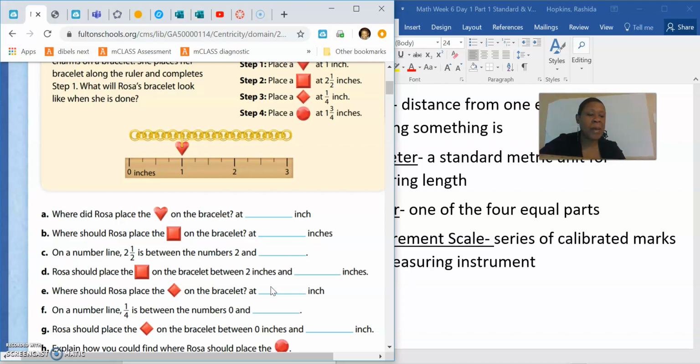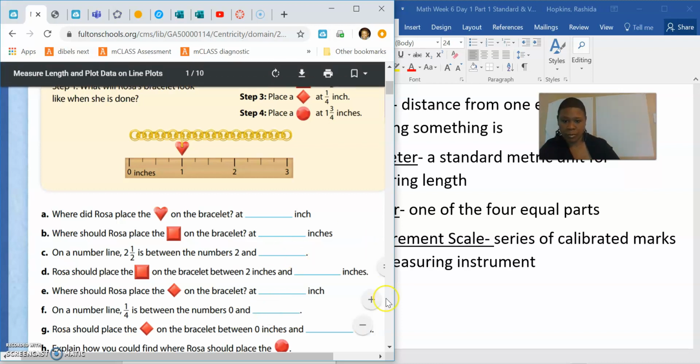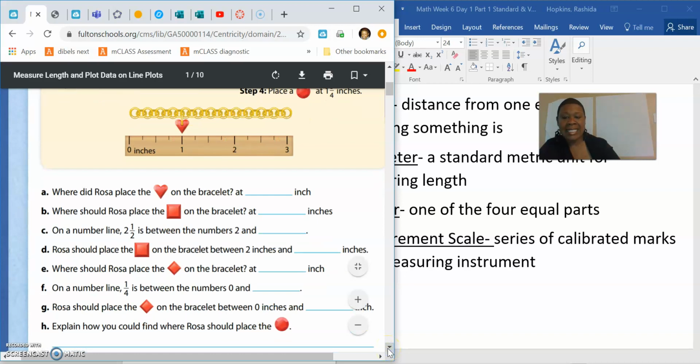So you're going to count your spaces. So this is 1, 2, 3, 4, right? Oh, can't see. It's super tiny. Rosa should place the diamond on the bracelet between the 0 inch and the 1 inch.